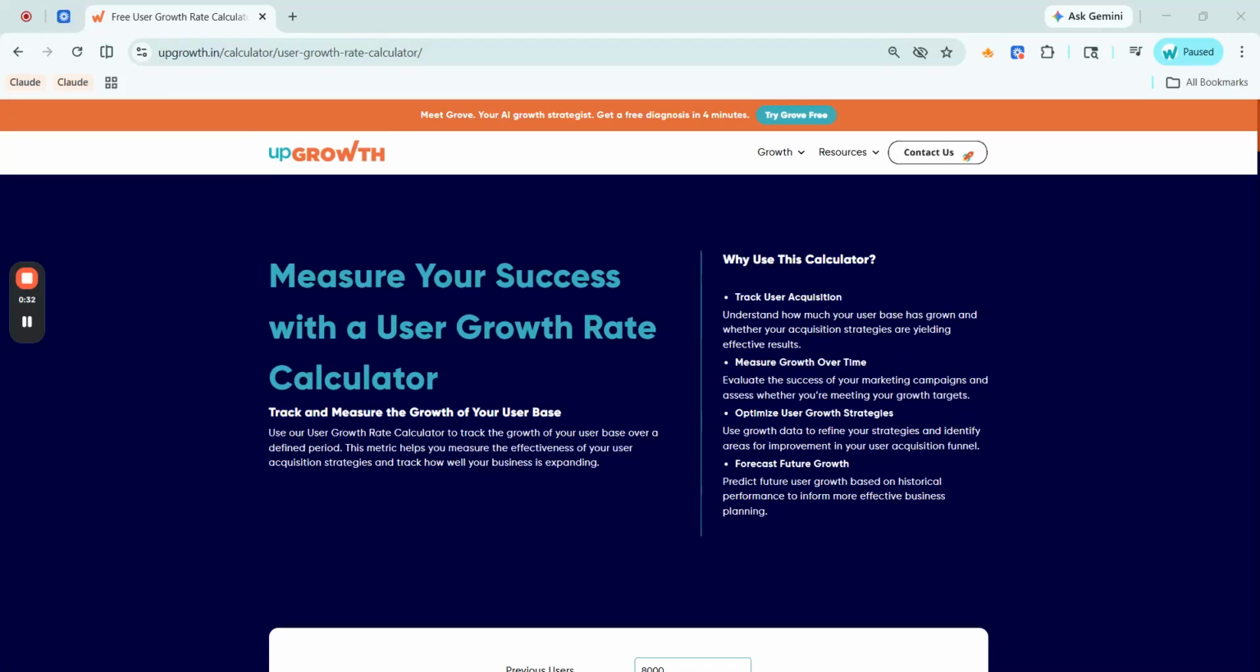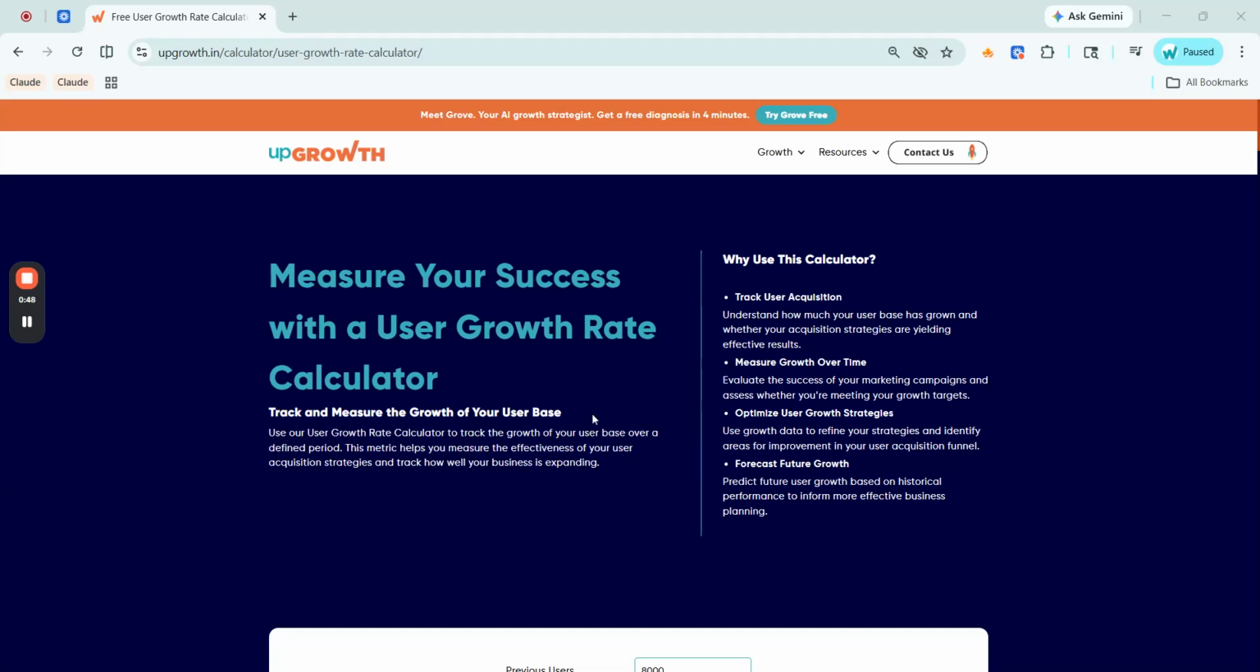Your user base grew this quarter, but by how much exactly, or by how fast is that growth happening on a month by month basis? Without a clear growth rate, you cannot tell if your acquisition efforts are actually working or just keeping pace. So, this calculator gives you that number in seconds.